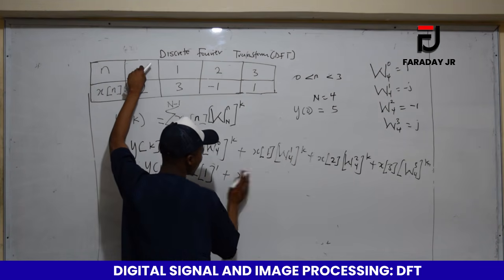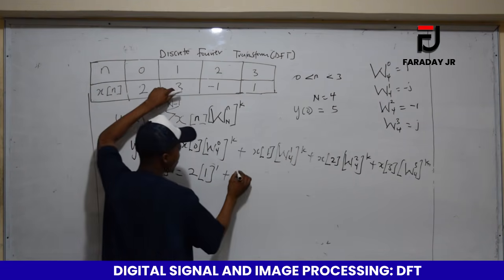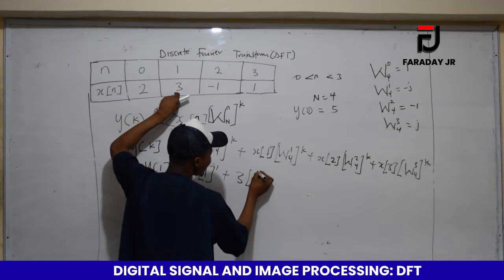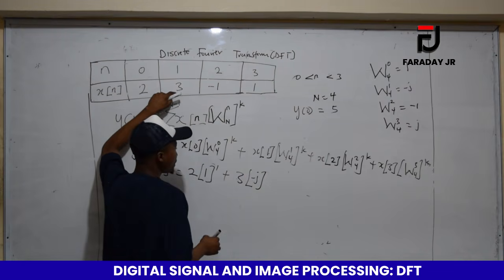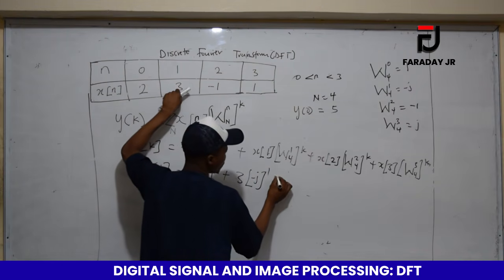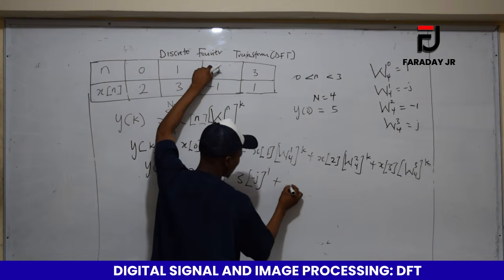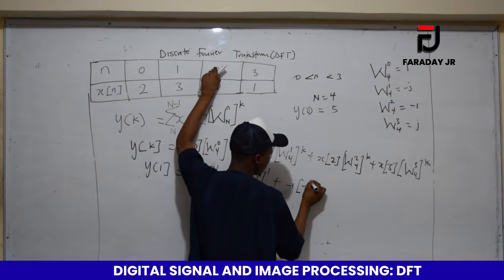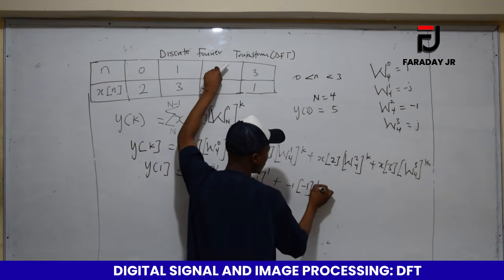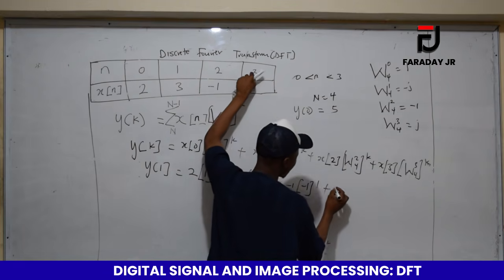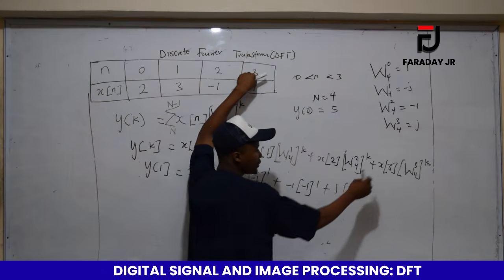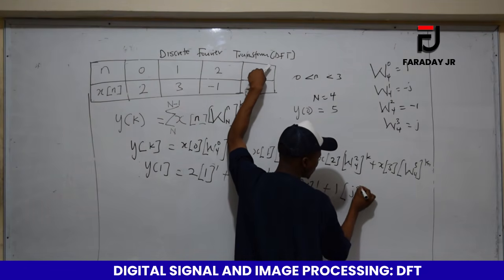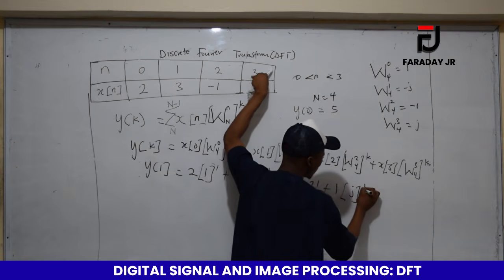And then x of 1 is the same as 3. Then we have w of 1, 4, which is the same as minus j. And we know the value of k is the same as 1. Plus x of 2 is minus 1. We have w of 2, 4, which is the same as minus 1. And then we have the value of k being equal to 1. S of 3 is the same as 1. And then we have w of 3, 4, which is j, right? And then finally we have this one to be 1, right?